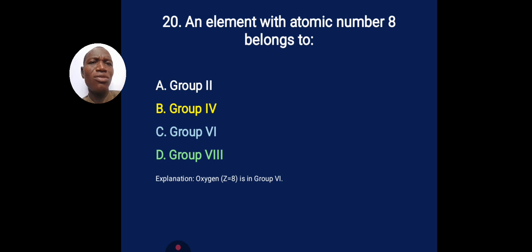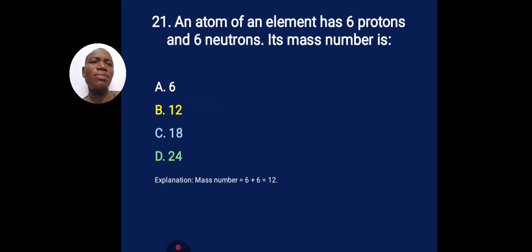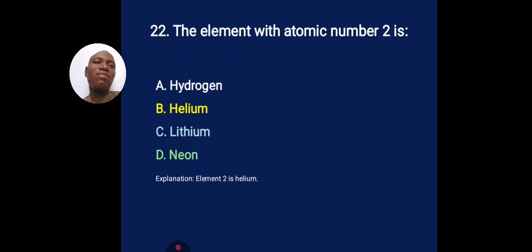Okay, we have 10 more questions. Let's run through them. An atom of an element has 6 protons and 6 neutrons. Its mass number will be what? Now you see how you'll be tested on your knowledge of mass number. Remember earlier we said the mass number is the sum of protons and neutrons. Now you are being tested. So the correct answer is 12, 6 plus 6.